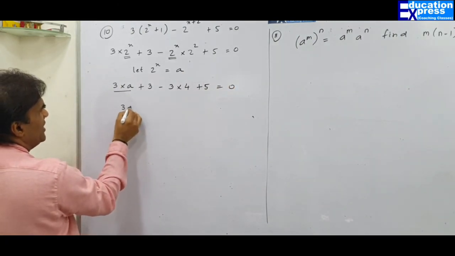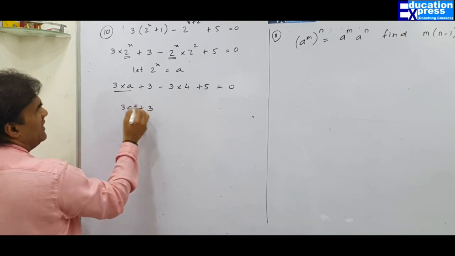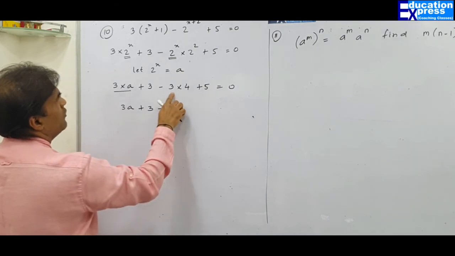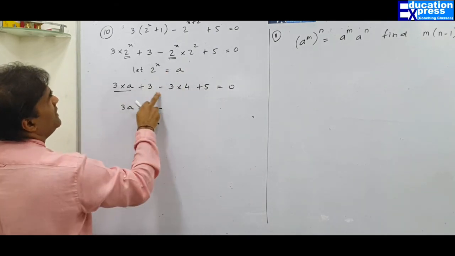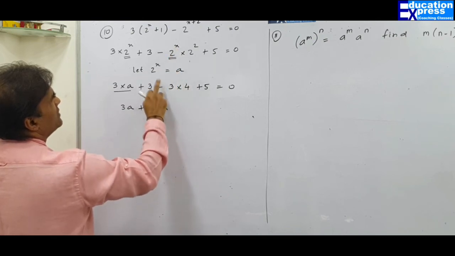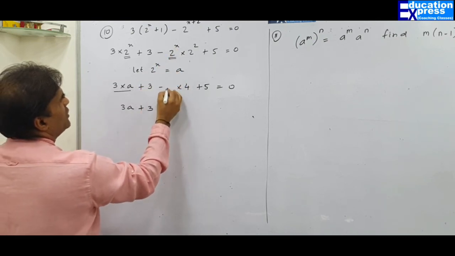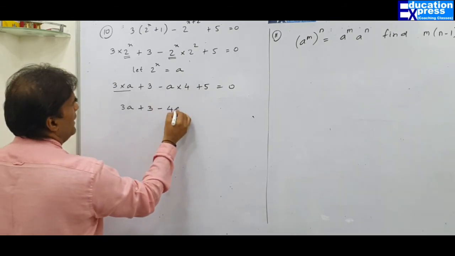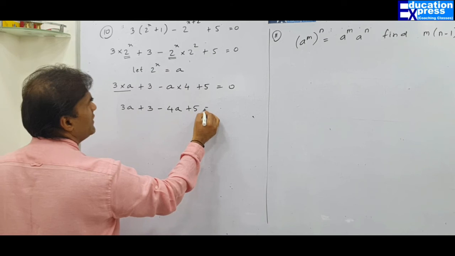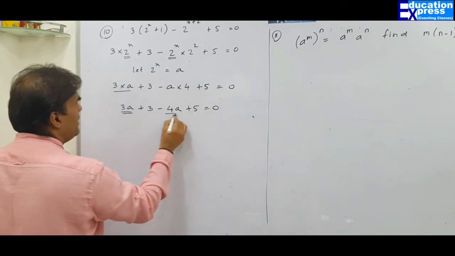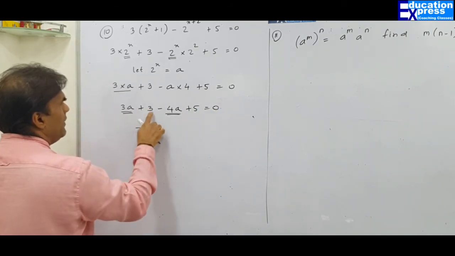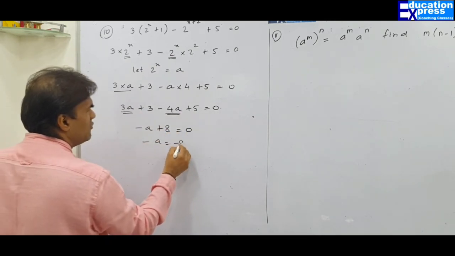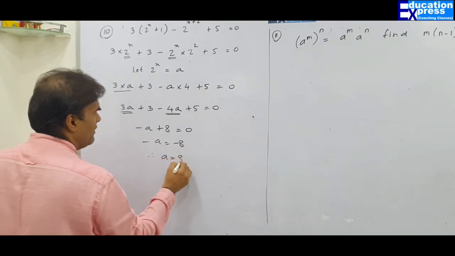3 into a is 3a plus 3 minus 3 into 4, that is minus. Now if you notice, plus 3, it was 2 raised to x and 2 raised to x is a. So I should have written a over here, not 3. So it's going to be 4a plus 5 equals 0. 3a minus 4a is minus a, plus 3 plus 8 equals 0. Minus a equals minus 8, therefore a equals 8.